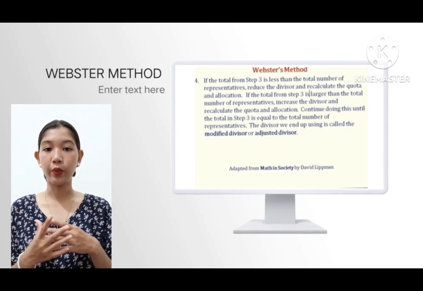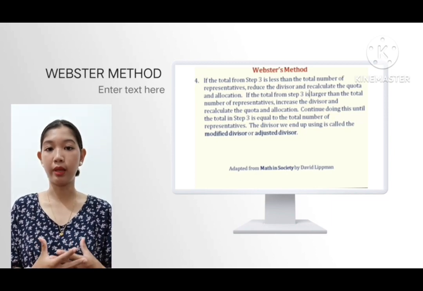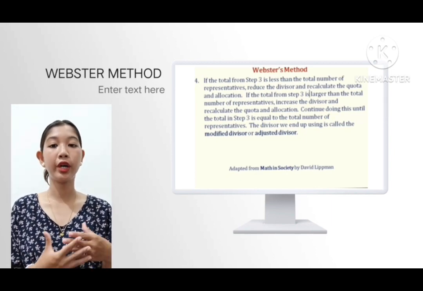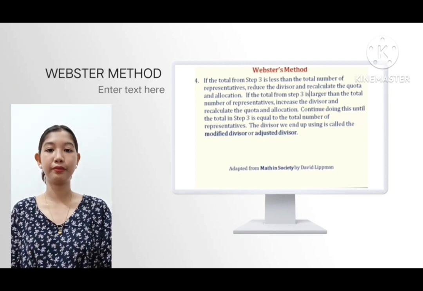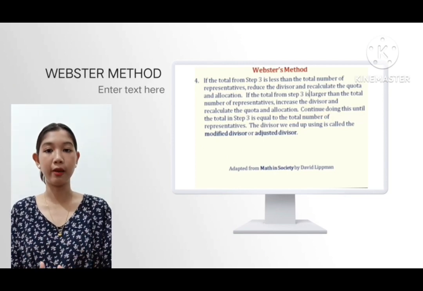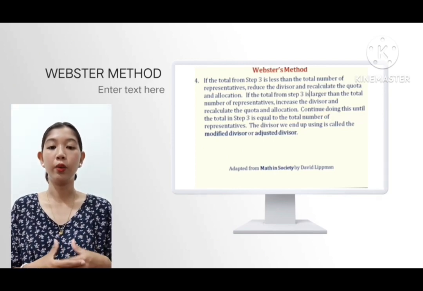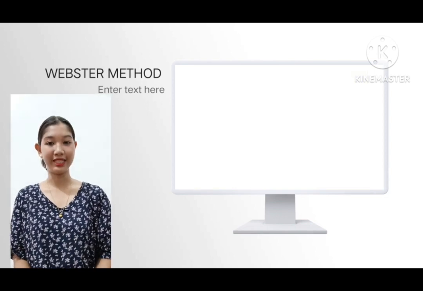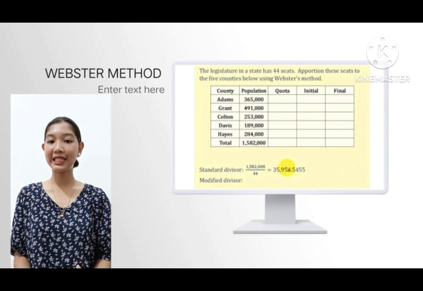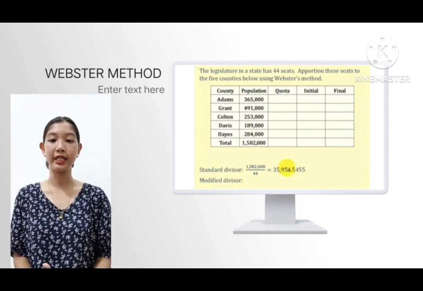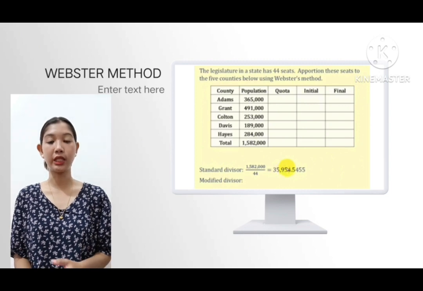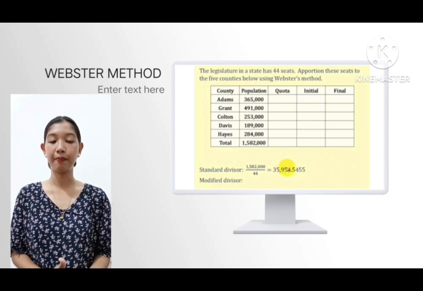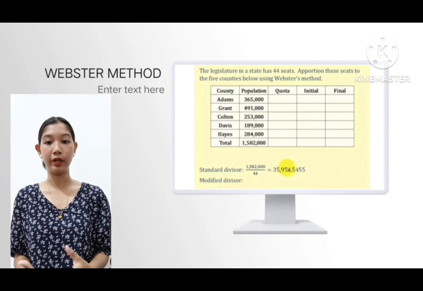The divisor we end up using is called the modified divisor or adjusted divisor. So that's the fourth step in applying the Webster method. So let's take a look at our first example. The legislature in the state has 44 seats. We want to apportion these seats to the 5 counties below.